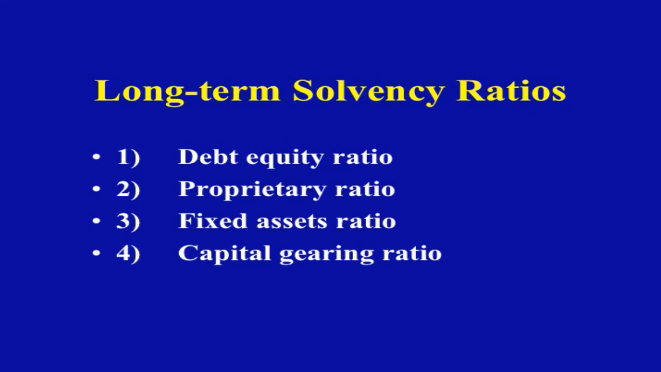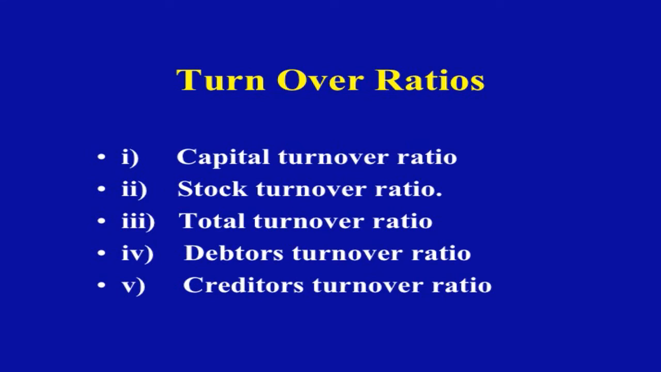These long-term solvency ratios, the basic objective is to understand the firm's ability to pay the debts in the longer period of time, that is, whether it is able to pay off the debentures, long-term loans and so on. Long-term solvency ratios basically talk about long-term ability to pay, whereas liquidity ratios talk about the short-term ability to pay. The different ratios in this case are debt equity ratio, proprietary ratio, fixed assets ratio, capital gearing ratio and so on.